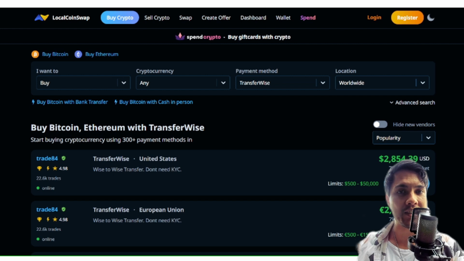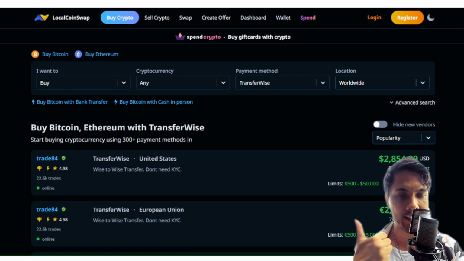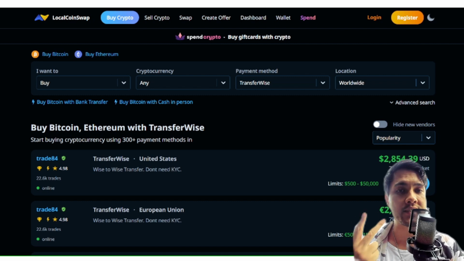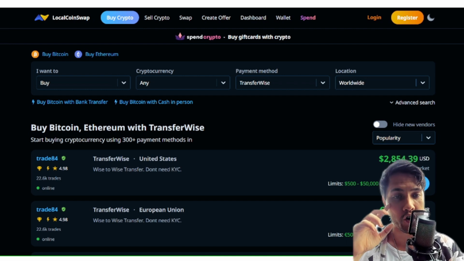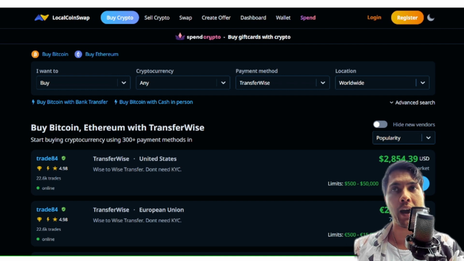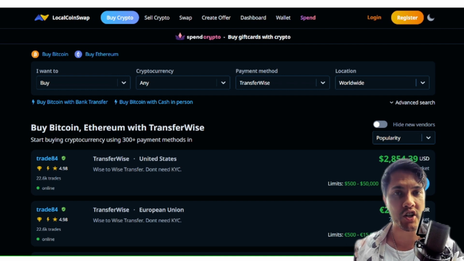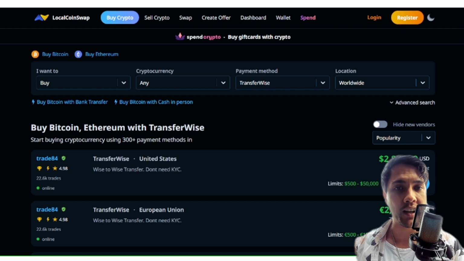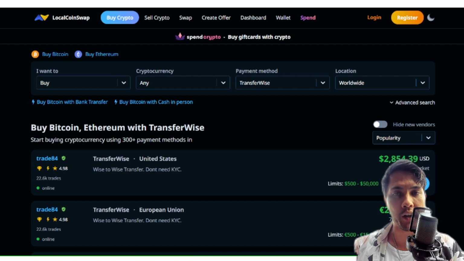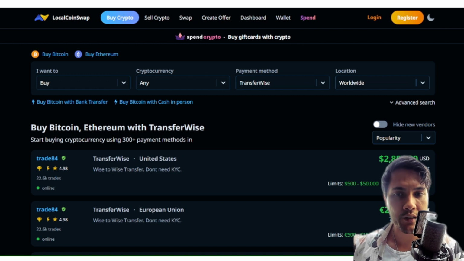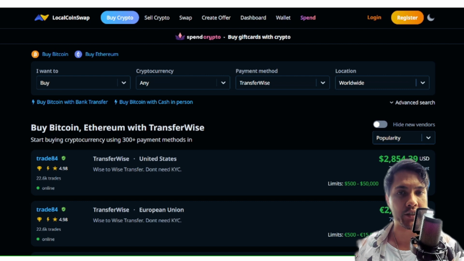That basically means you're sending funds from your Wise account to his account, and that has the benefit of being instantaneous. There's no fees. The seller doesn't have to worry about some kind of chargeback risk, which is something that a lot of sellers are concerned about, especially if they deal with banks, because with banks there's always a risk of a chargeback. That's one reason why these sellers require KYC, because they want to make sure that if you're going to do a chargeback on them, they can go to their bank and say, hey, look, I've got proof that this person bought cryptocurrency from me. So TransferWise is the best for that.